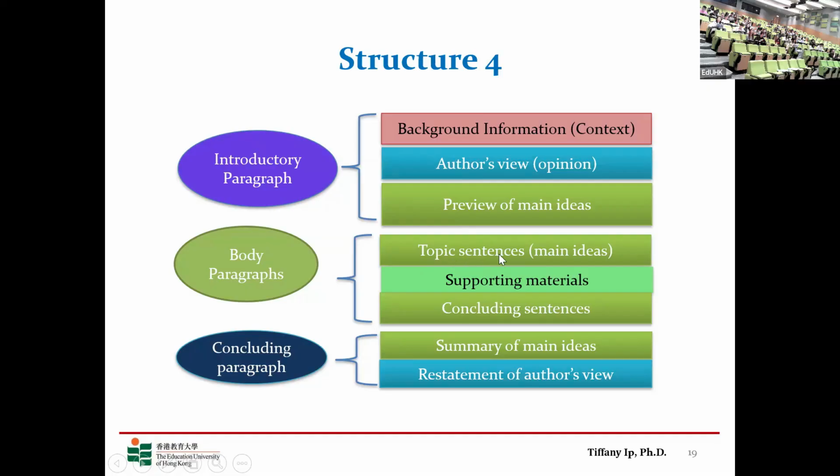The body paragraphs, topic sentences, and concluding sentences should somehow refer back to the preview of the main ideas in the introduction. And then they should also be reinforced in the summary of main ideas in your conclusion. Okay, so these are the things that should be repeated. And that is why in an argumentative essay, you see that the writer's stance is being repeated in just a different way. At the end, after you have summarized everything, you restate the author's point of view.